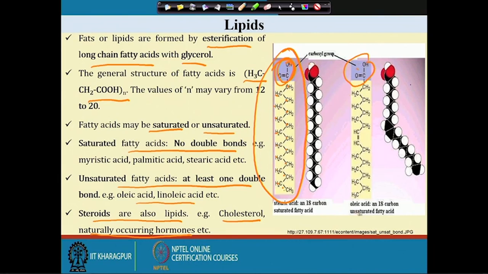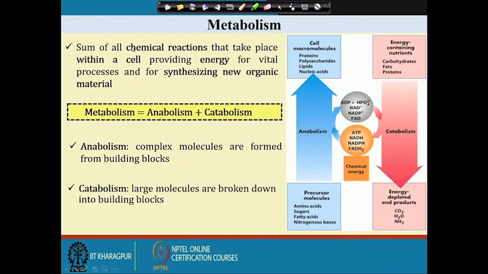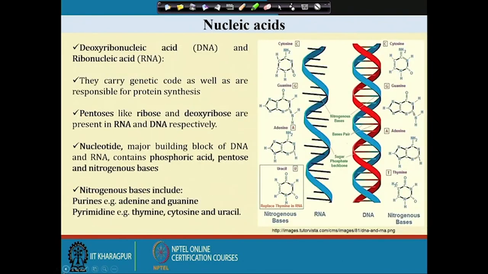This is how oleic acid is an organic fatty acid, and this is stearic acid, also a fatty acid. Now, nucleic acid is very important as far as living cells are concerned, because we know that deoxyribonucleic acid is largely available in the living system. This is the deoxyribonucleic acid and ribonucleic acid that we have, and they carry the genetic code as well as being responsible for protein synthesis.